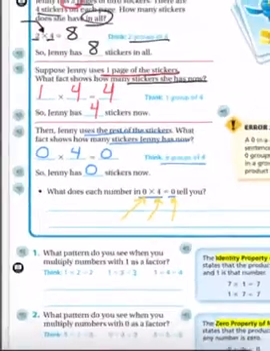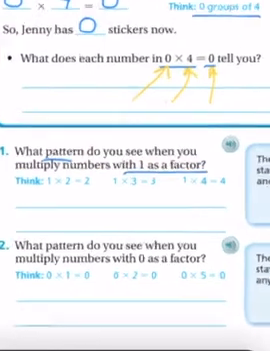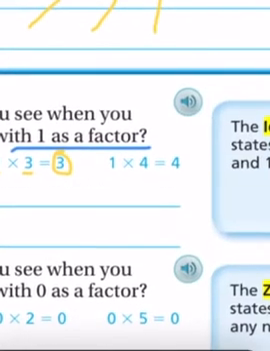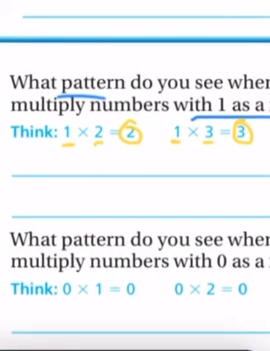All right, let's look at question 1. Question 1 says, what pattern do you see when you multiply numbers with 1 as a factor? So let's take a look at these a little closer. 1 times 2 equals 2. 1 times 3 equals 3. And 1 times 4 equals 4. The pattern I see is that whatever number I multiply with 1, that's my product.